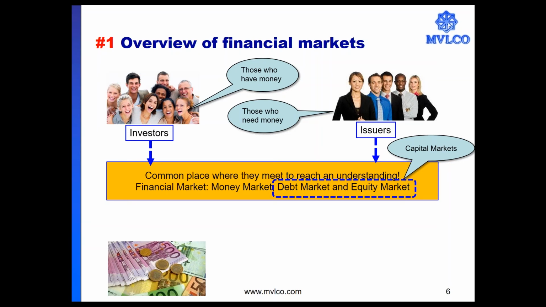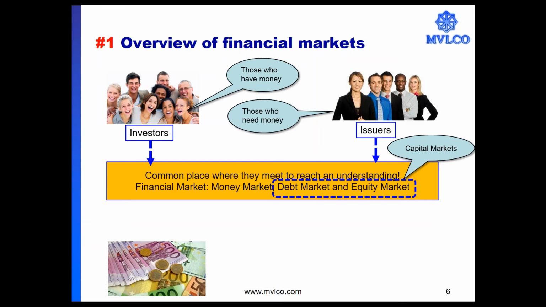Debt market has a maturity of more than 1 year but has a defined maturity period. And equity market is a perpetual investment. It has no maturity period. Now this is the platform where the issuers and the investors have reached an understanding that they would exchange money. This is what I would call layer 1.